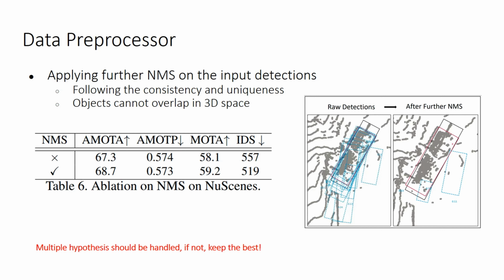I think maybe the reason here is to fit the AMOTA metric to provide the results at high recall. But we found that these noisy and inaccurate detections actually will be harmful for the final performance. If we simply apply NMS on the raw detections, both the AMOTA and MOTA will increase about 1 point, and the ID switch will decrease.